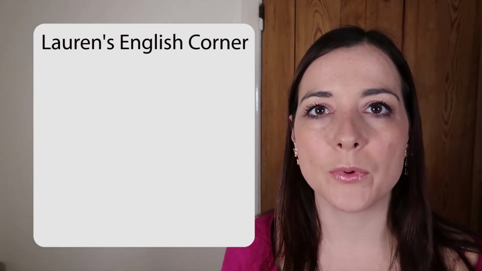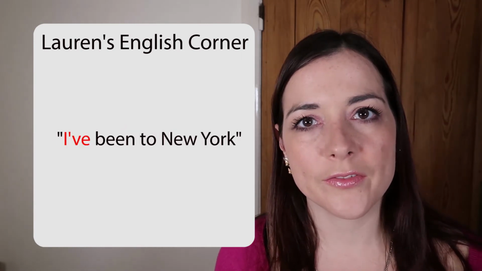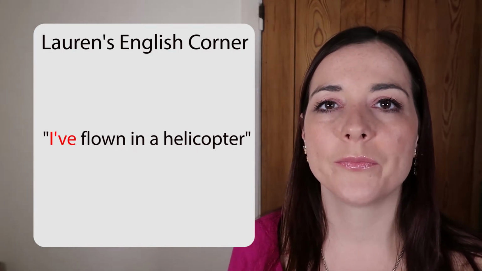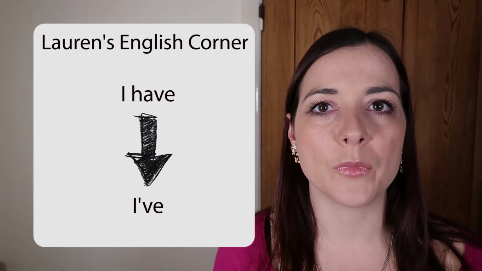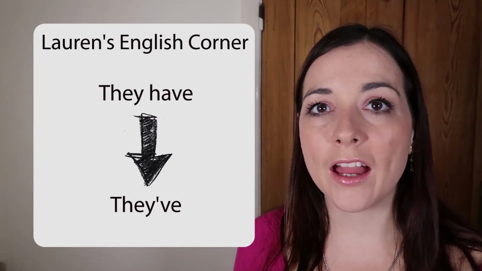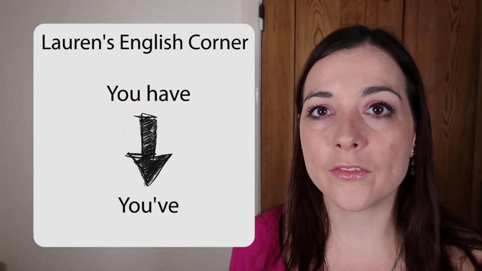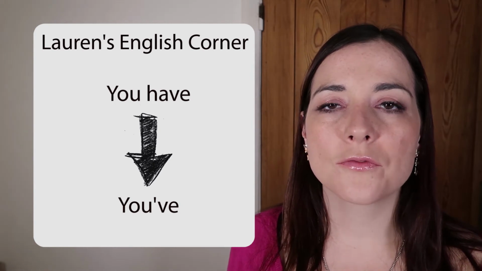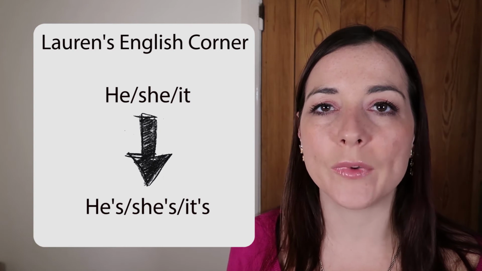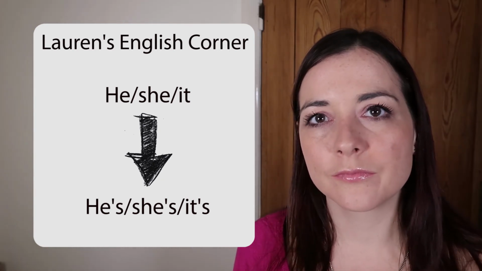So you will hear people say I've been to New York, I've eaten ostrich meat, I've flown in a helicopter. Because we put the I have and we make it smaller, I've. Same would be for they have, they've, we have, we've, you have, you've. And for he and she and it, we put the has together and we say she's, he's and it's.